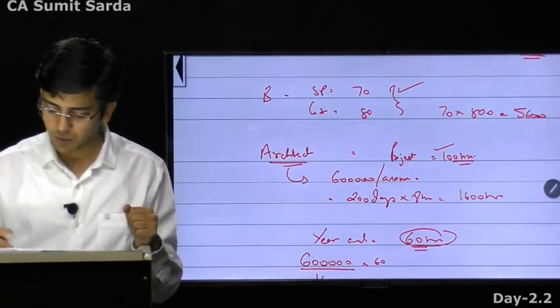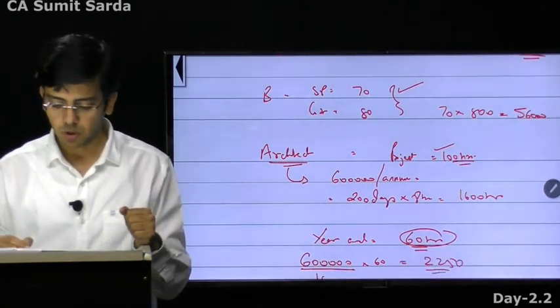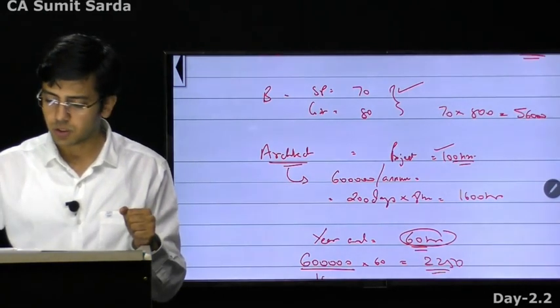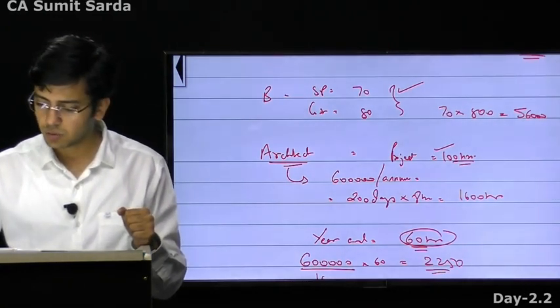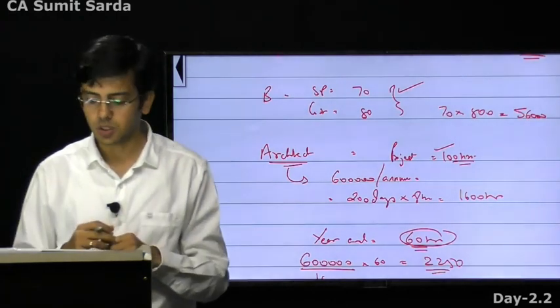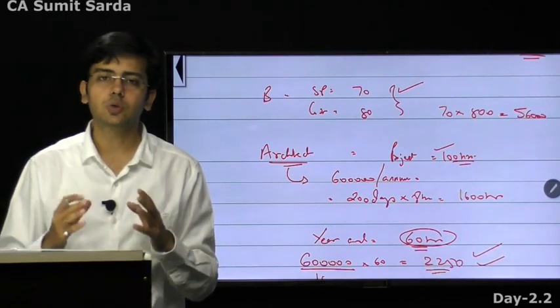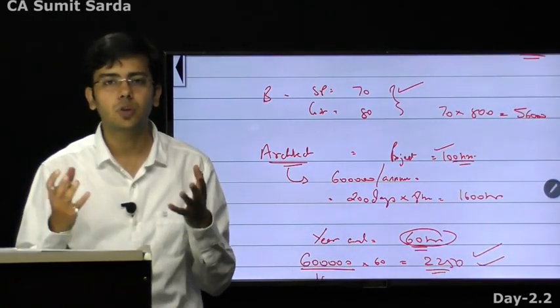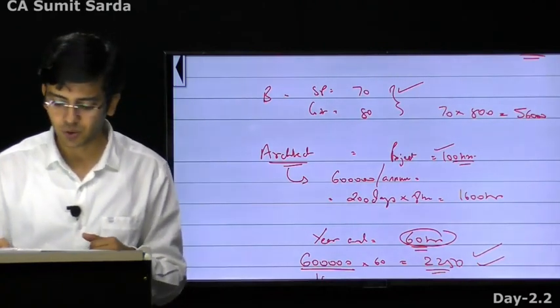Simple. So we have studied this in costing. Yes, it's a similar concept. You have paid him 2,250 rupees. 6 lakh divided by 1600 into 60. 2,250 rupees. This is, my friend, the value of closing stock. 2,250 will be the value of the closing stock. So we'll not go into much detail into the concept. No one is going to ask you the practical question on the same.